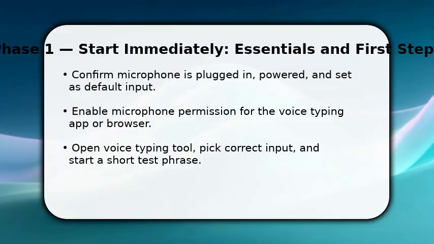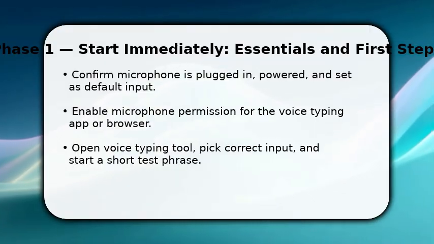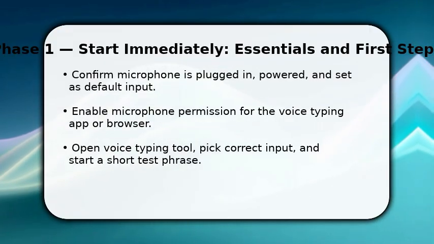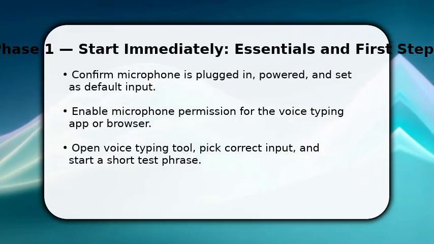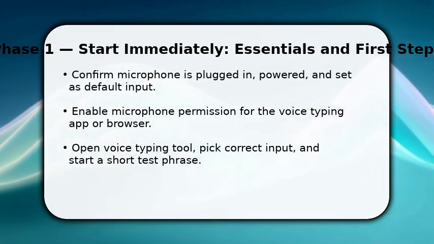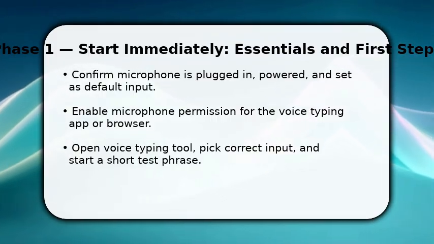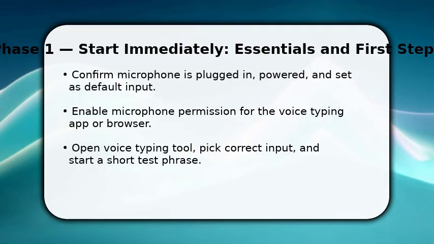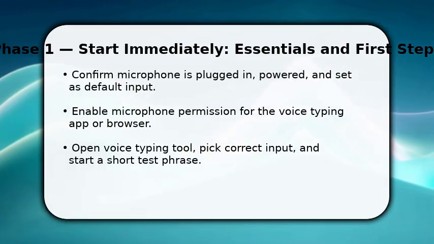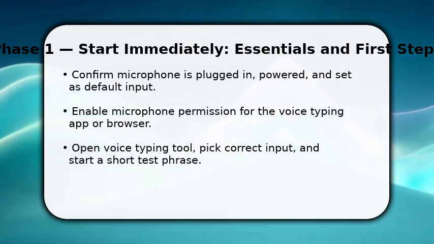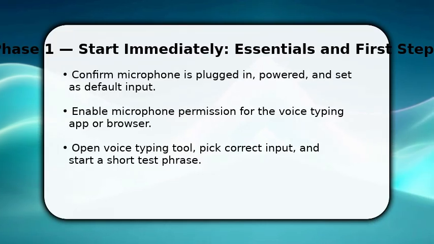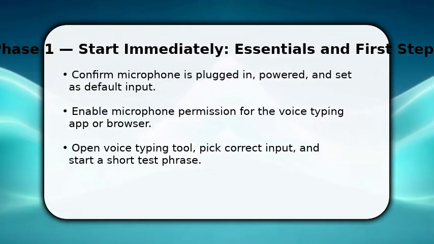You begin by verifying essentials. Your microphone is connected and set as the default input. Once done, grant microphone permission to the app or browser so audio reaches the service. Next, choose the correct input device in system settings, then open the voice typing tool and speak a short test phrase. This first action confirms basic audio flow and it points you to the next fixes, because if you can't record clearly, nothing beyond this will work reliably.